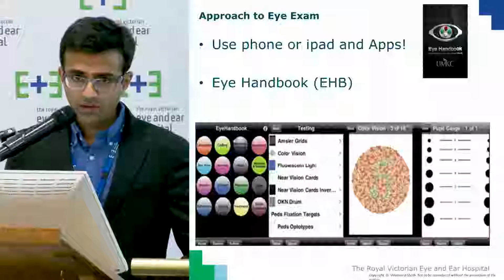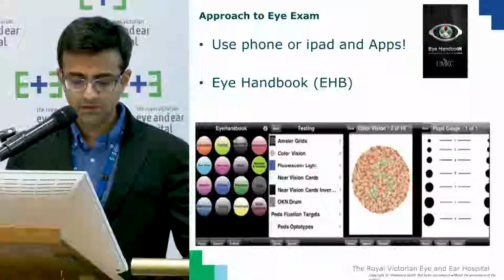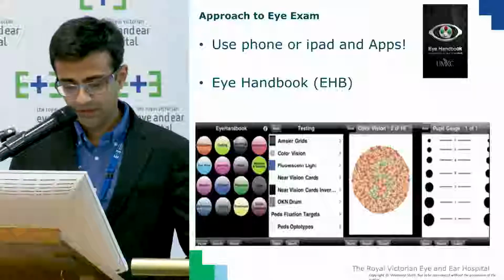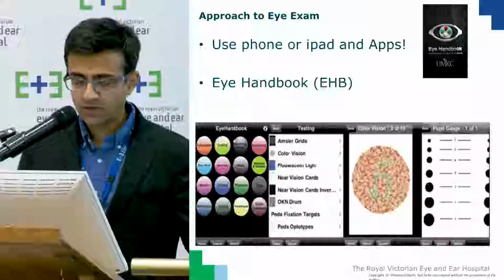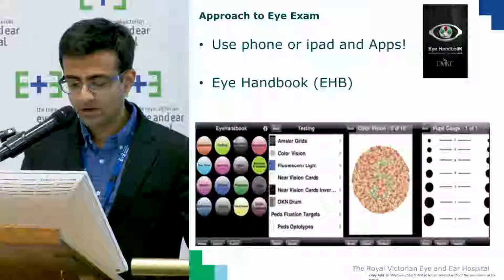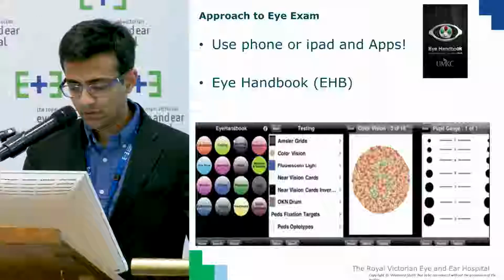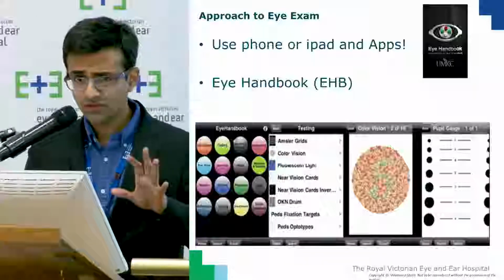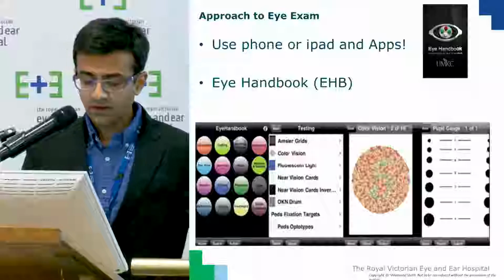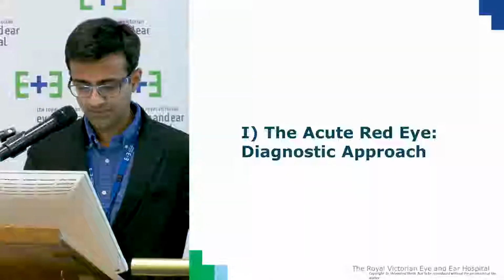Even the Eye Handbook is another free app that you can download on both Android and iPhones. These have been available for a long time now, and they're getting better because they're constantly updated. You get different color vision tests, near vision tests, and pediatric fixation targets. You can check sizes of pupils and do a whole lot of things with it. There's also information about common eye conditions and how to manage them within it.